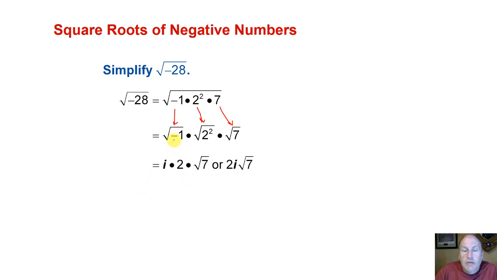And of course, the square root of negative 1 we've defined as this special number i. The square root of 2 squared is 2. And 7 is a prime number, so we can't do anything with that. So one way to write this is 2i times the square root of 7. More commonly, though, it's written 2 times the square root of 7, then i.